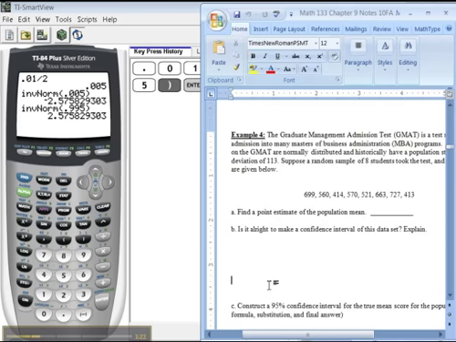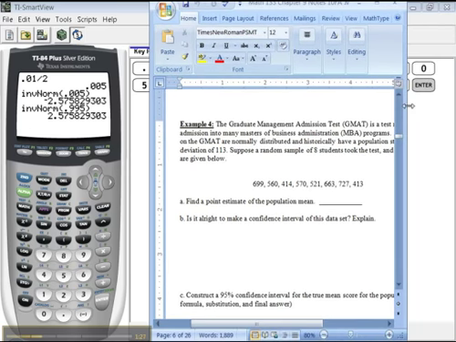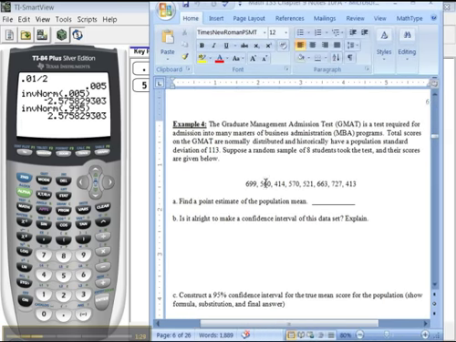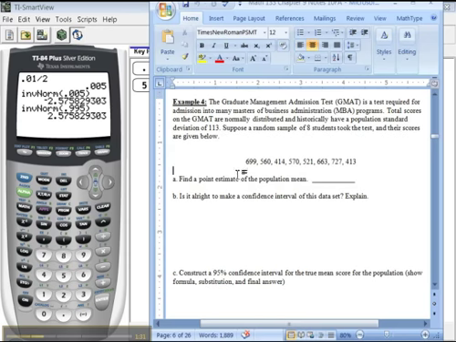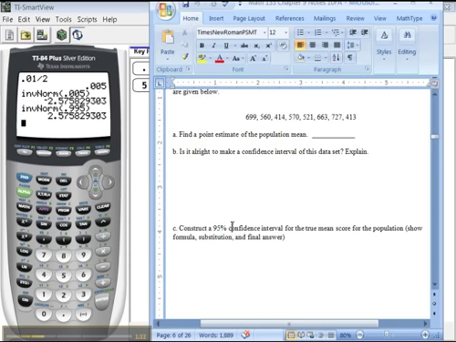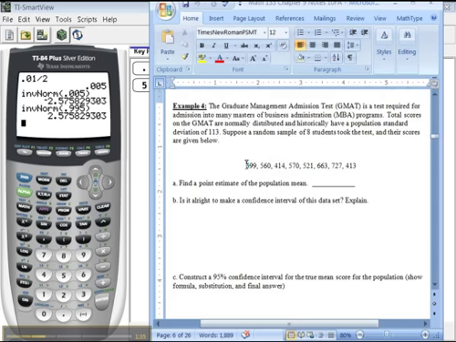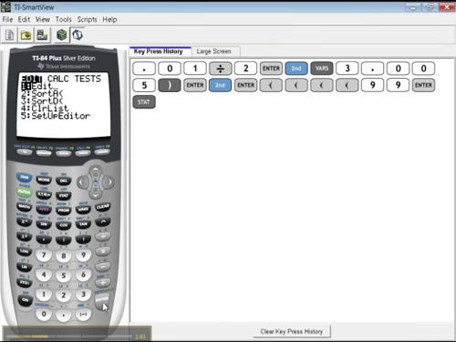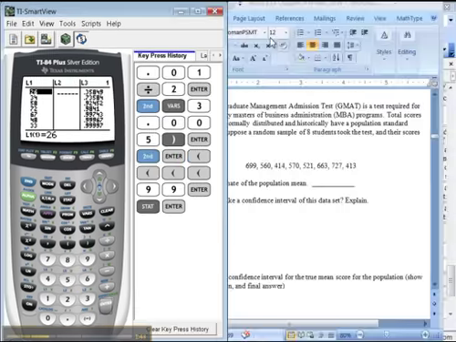Checking normality is no big deal. Let's move on to finding an actual confidence interval. So I've got this data set right here, and the first thing they want us to do is find the point estimate and then make a confidence interval. Because you've trained yourself as a good statistics student, when you see a column or a row of data, you need to go to Stat, Edit, and type those numbers in. We better go up and press Clear, Enter, to clear out that old junk. You don't want that anymore.